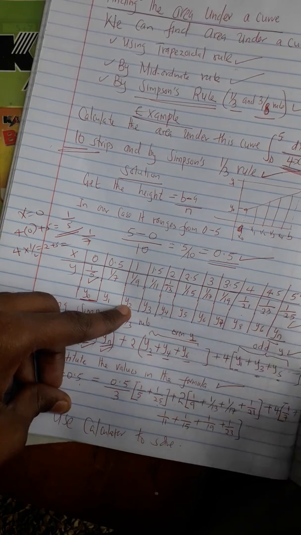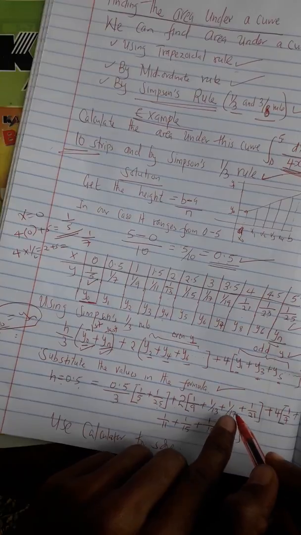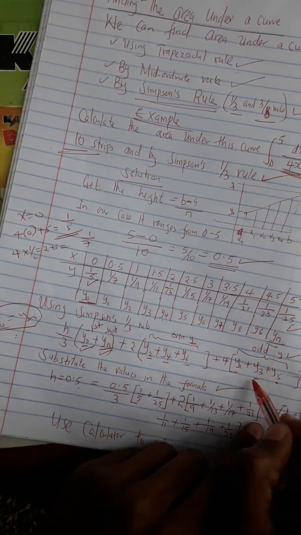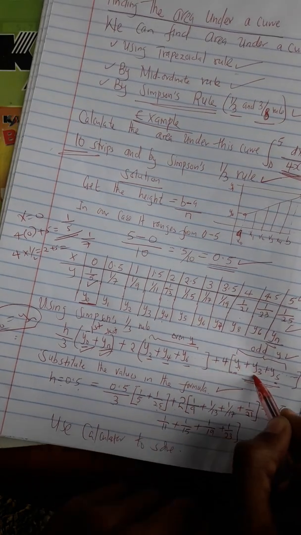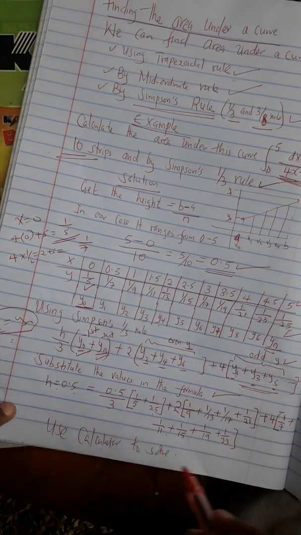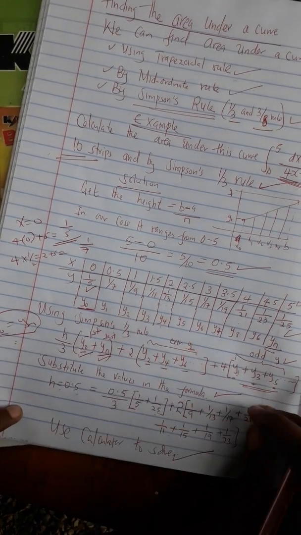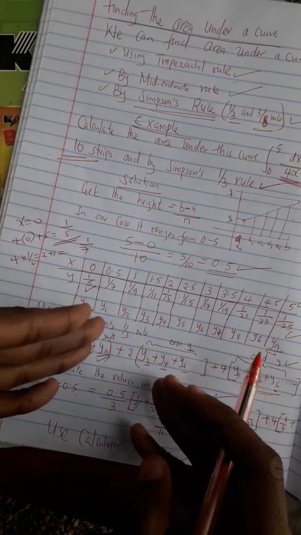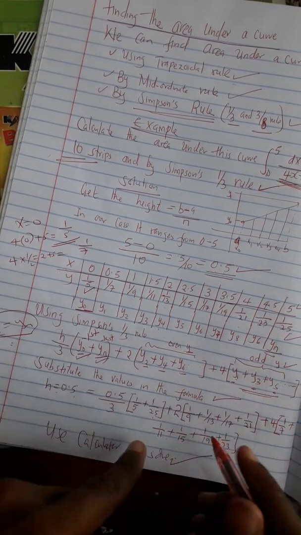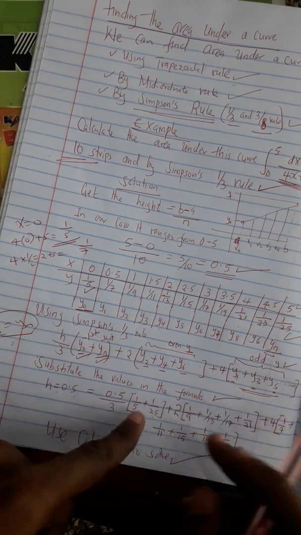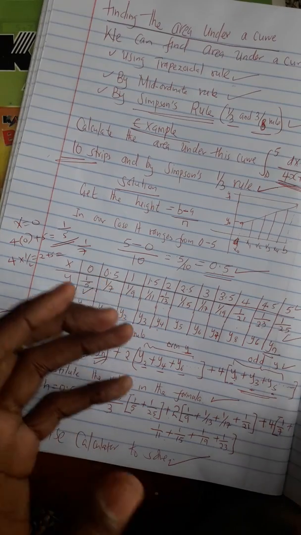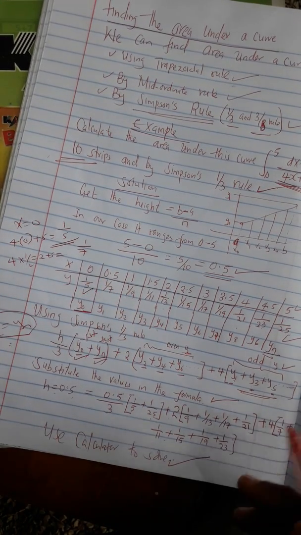Whatever you got, you bracket again, plus 4 bracket the odd y's: y1, y3, y5. That will be 1 over 7, 1 over 11, and so on, as you can see. From there, use your calculator to solve these. The h over 3 is a common multiplication. First you solve whatever is in the brackets: the first bracket, second bracket, the third bracket. After that you add whatever you get from the three brackets, then you multiply by the height.